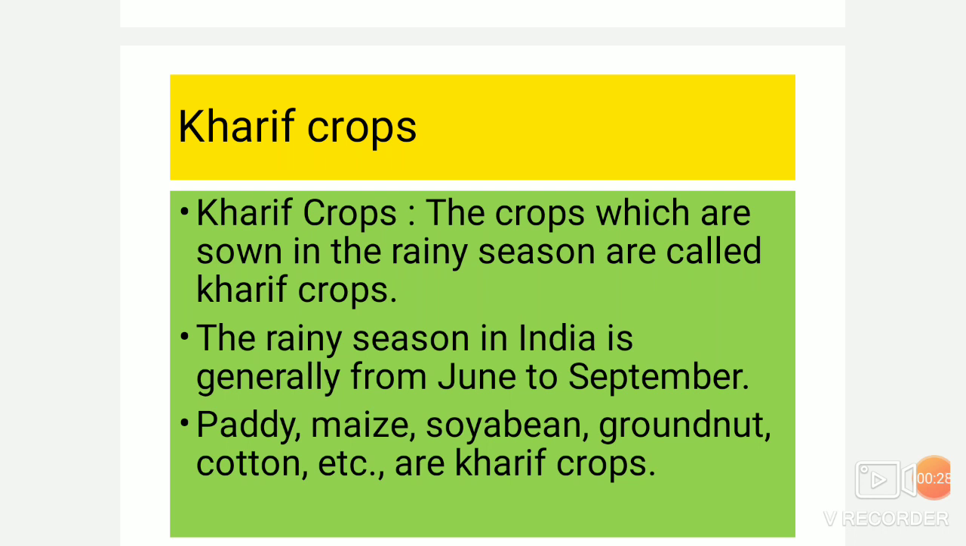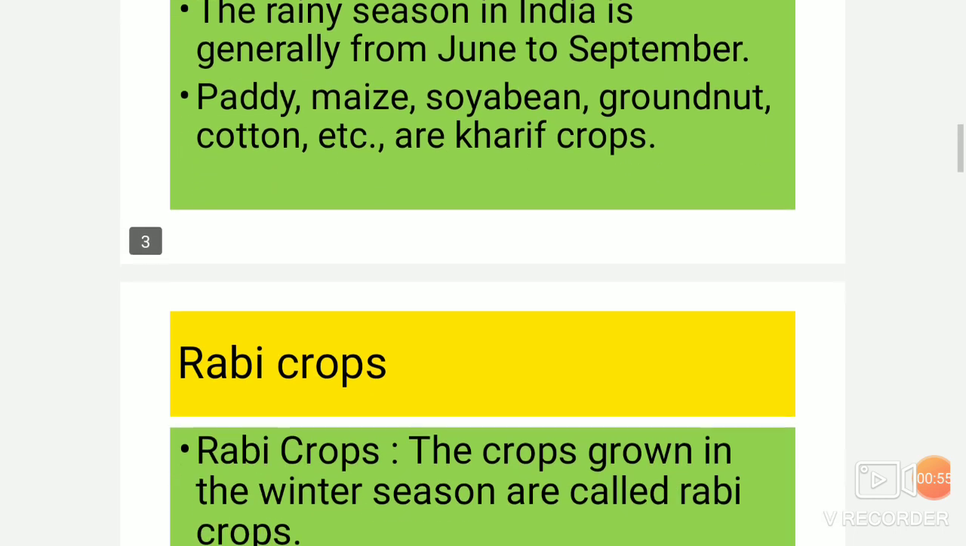The rainy season in India is generally from June to September. Examples of kharif crops are paddy, maize, soybean, groundnut, cotton, etc. So from here we can conclude that the kharif crops need lots of water. They grow in hot and humid weather. Alright, so these are the things which we have to keep in mind while writing about the kharif crops.